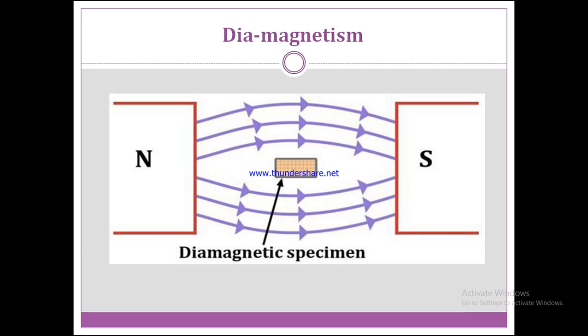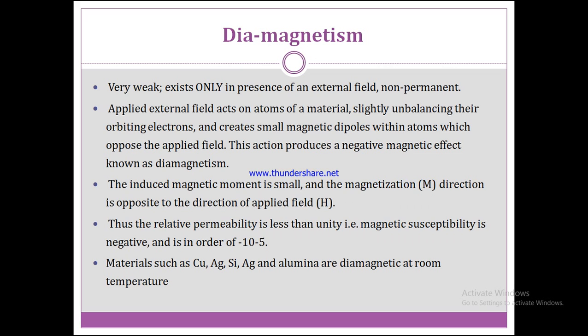Now, according to the presence or the absence of permanent magnetic dipoles, the diamagnetic material is the material in which the permanent magnetic dipoles are totally absent, and henceforth it is called a diamagnetic material. So we can discuss diamagnetic materials.